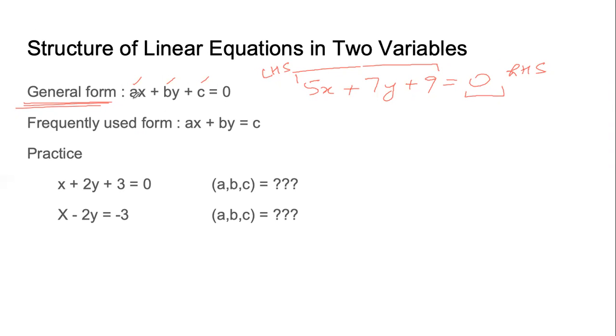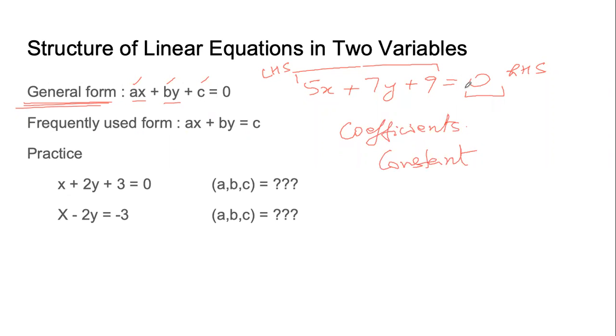And there is a difference between a, b and c. You see, a and b are not on their own. They are with a variable. So a and b here are called coefficients. Whereas c definitely is called a constant. Similarly, 0 is also a constant. Right? So when a linear equation is written in this form, ax plus by plus c equals to 0, that means the RHS is 0.